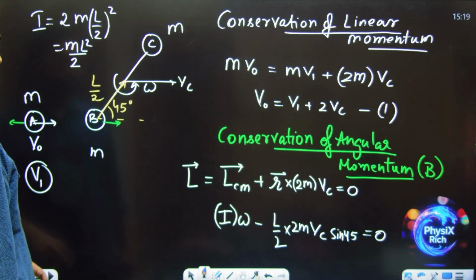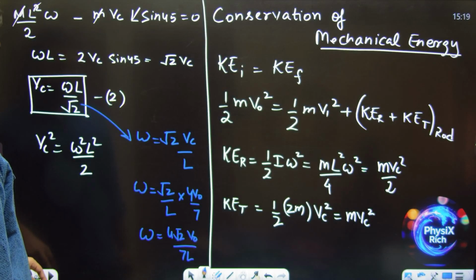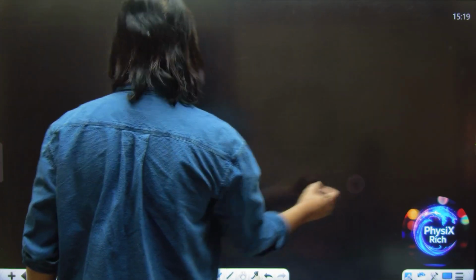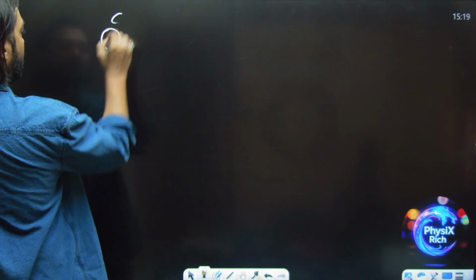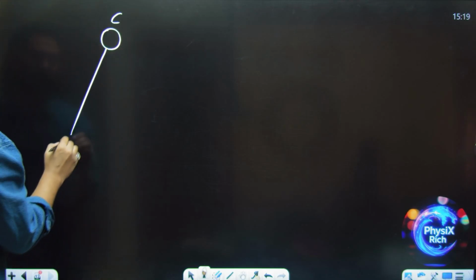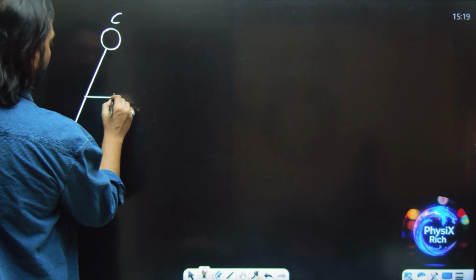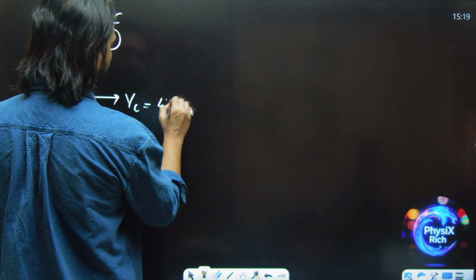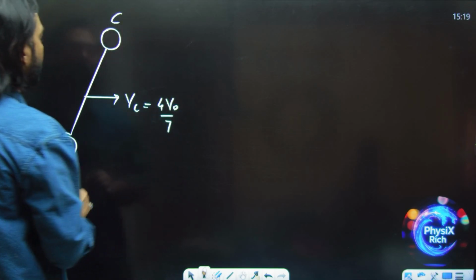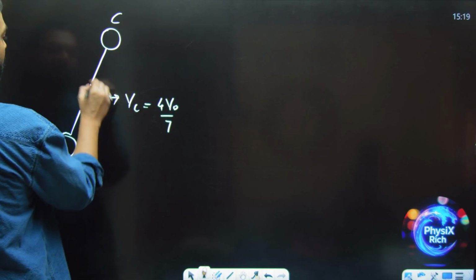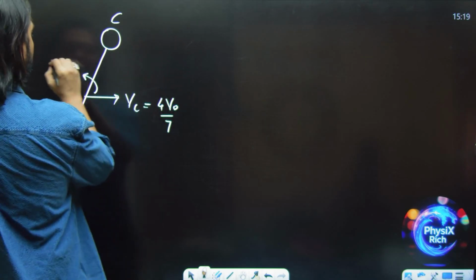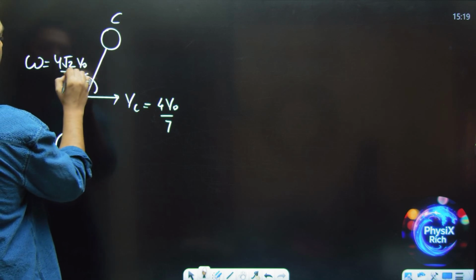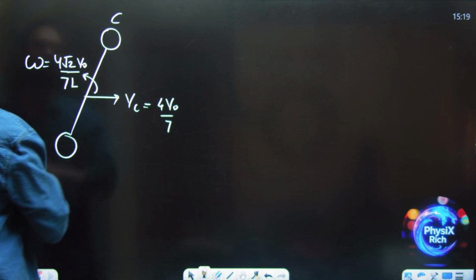Okay, let's check out the impulse on C. Now this is a very interesting take on this problem. See that this is the ball C, and this is the ball V. We now know that the velocity of the center of mass is going to be equal to 4 V naught by 7. And we also know that the angular velocity is omega equals 4 root 2 by 7 V naught by L. All this information is with us.